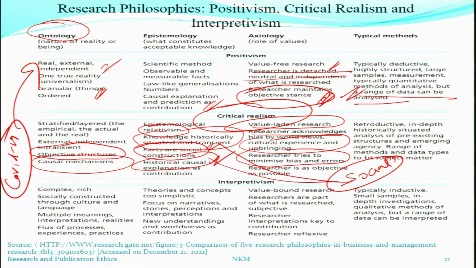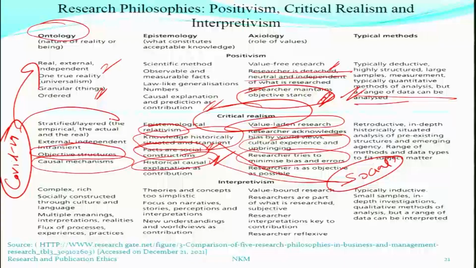They are the factors that corrupt the reality in different ways. So we have to be critical, unbiased, and objective in making our research findings very clear for the researchers. So again, in this critical realism, we adopt retroductive analysis, an in-depth historically situated analysis of pre-existing structures and emerging agencies, right? As I've told you, here the reality is historically shaped, so we have to take the historical point of view in our study methods also, in quantifying the research methods also. So here we see a range of methods and data types to fit the subject matter.